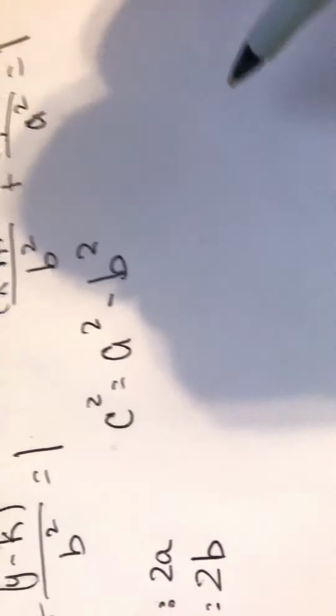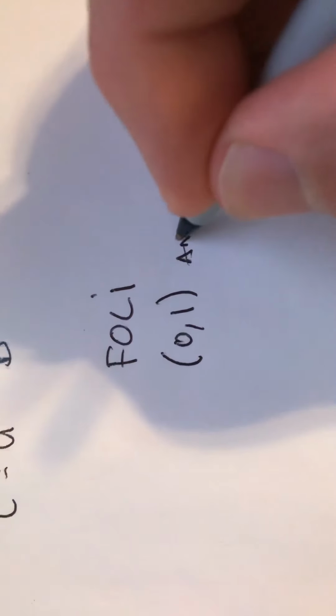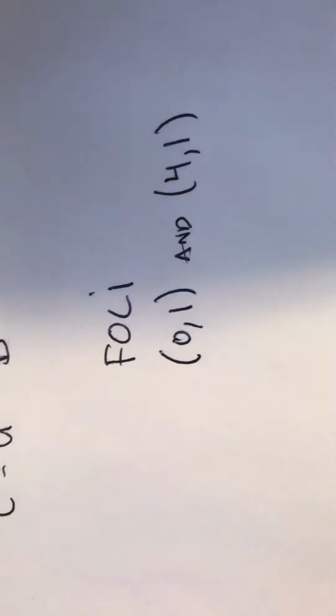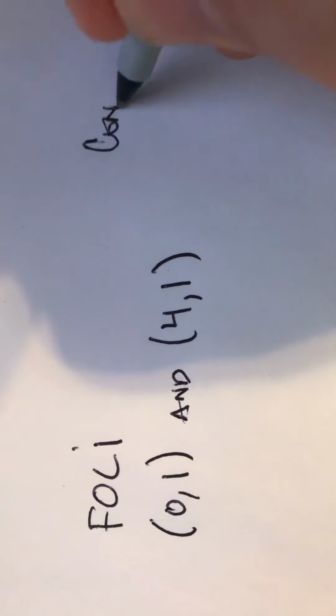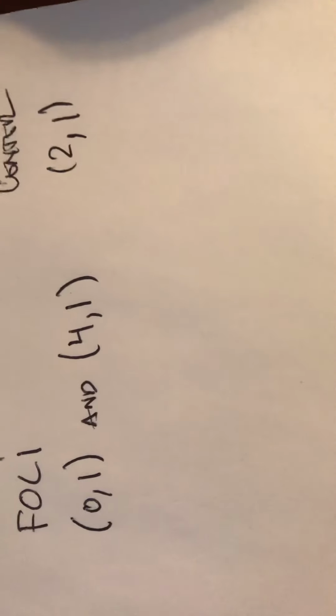All right, now let's look at an example. Let's say I give you an ellipse, and this is on your PowerPoint, slide number 14. You are told that the foci are at (0, 1) and (4, 1). And you are told that the center is at (2, 1). So far, so good.